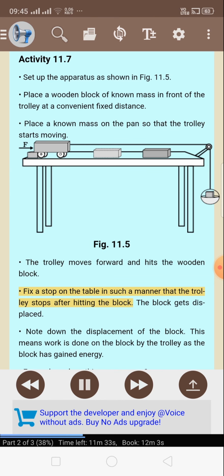The block gets displaced. Note down the displacement of the block. This means work is done on the block by the trolley as the block has gained energy. From where does this energy come? Repeat this activity by increasing the mass on the pan. In which case is the displacement more? In which case is the work done more?